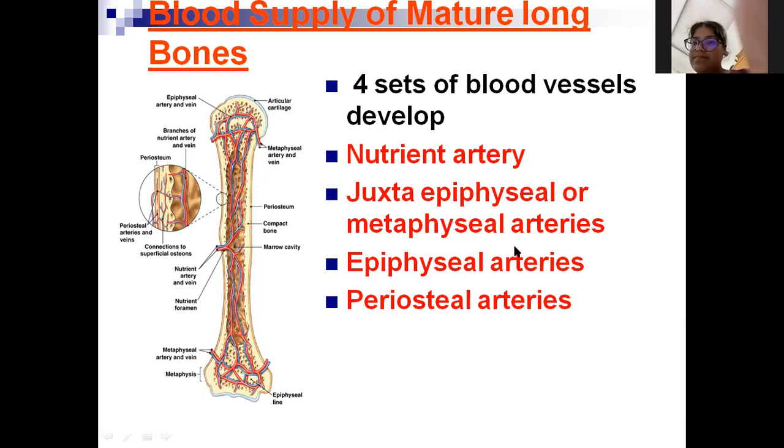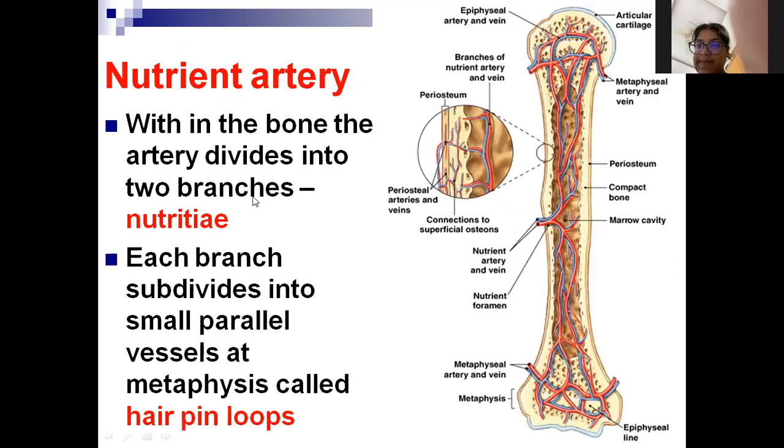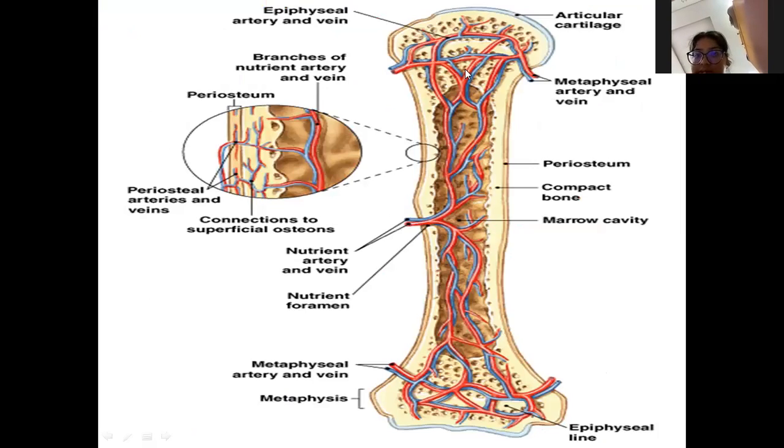So the nutrient artery, metaphyseal artery, epiphyseal and periosteal arteries. The nutrient artery basically is derived from the nearby blood vessel. For example, for the humerus, the brachial artery gives the nutrient artery. So it divides into parallel vessels like this. And this is the metaphysis point where you are finding certain bends which are called hairpin loops, or hairpin bends.